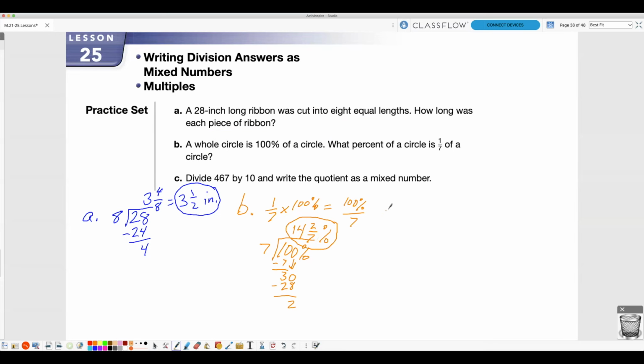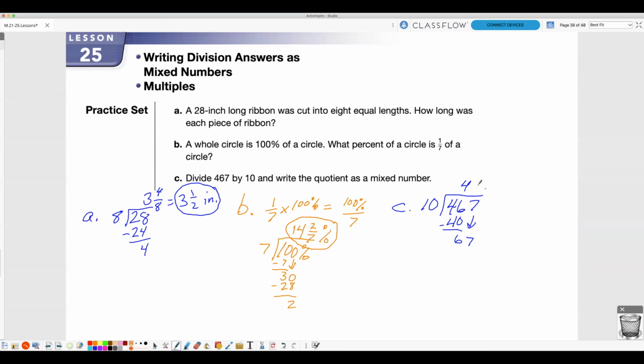Okay, try letter C. If you divide 467 by 10, write the quotient as a mixed number. So that's all it's asking you to do: 467 without a remainder. So we're going to have 467 divided by 10. It'll go into 10 4 times. 4 times 10 is 40. Subtract that, that would be 6. Bring this down, that'd be 7.